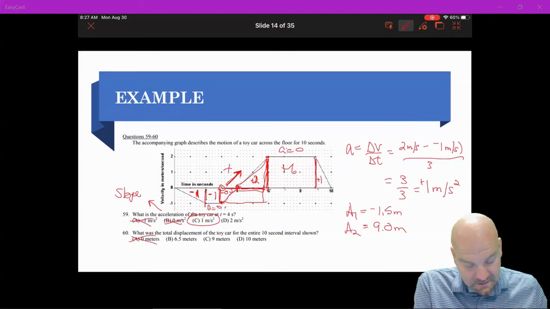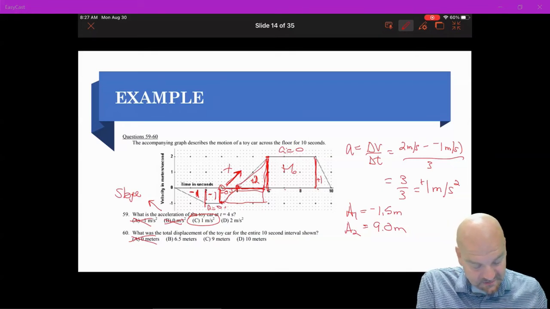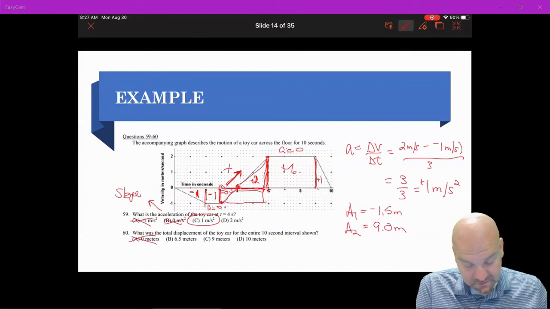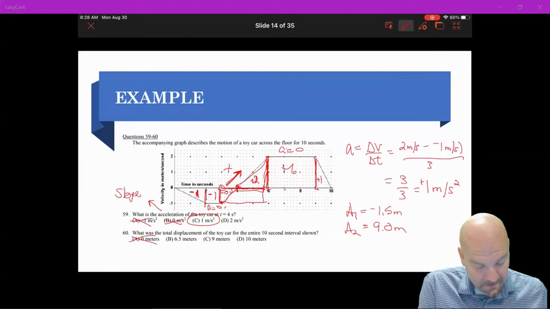Okay, let me make sure I did this right, because if I do 9 plus 1.5, or -1.5, it should be 7.5. So let me just double check. So 1, 2, 3 times 2 is 6. 1/2 times 1 times 2. This is 2 times 2, right? So 2 times 1, right? And this is 1 times -1, and this is 1/2.